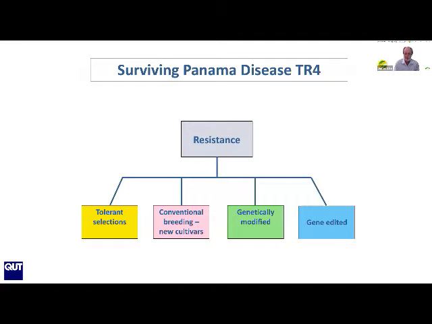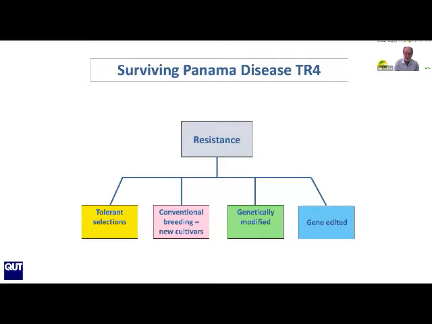It's being developed out of Taiwan and used widely in the Philippines. And that's a good example of a tolerance selection. It's a Cavendish type with apparent tolerance. There are a number of breeding programs, conventional breeding programs around the world, and some of those have already resulted in the development of TR4 resistant cultivars.